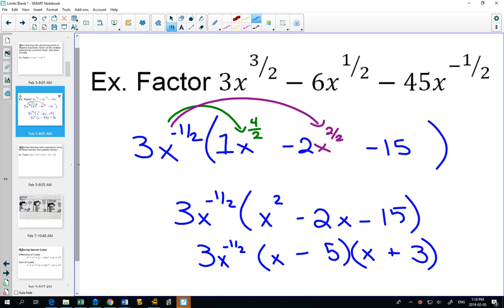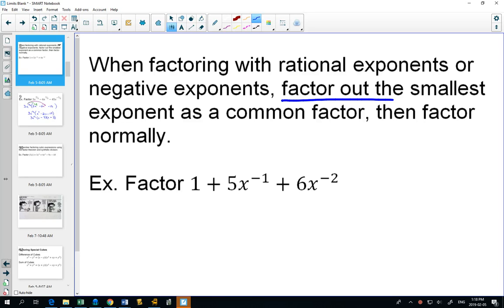So this is new factoring, something a little bit different, with negative exponents and x to the -1/2. The idea that we talked about yesterday: factor out the smallest exponent as a common factor. Then hopefully you can factor normally. It might be that you do that and it still can't factor, but at least it changes it to something that you're more familiar with.